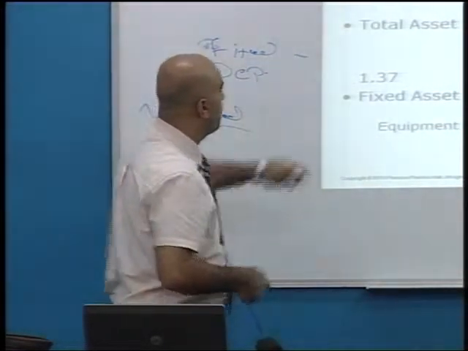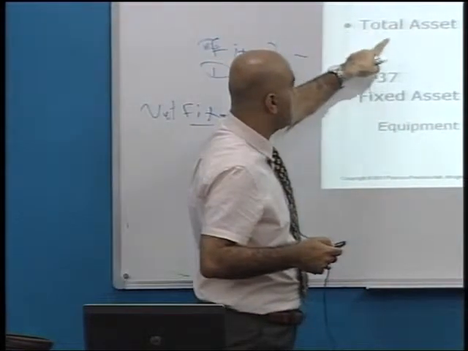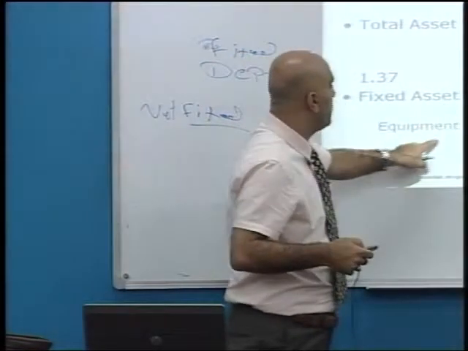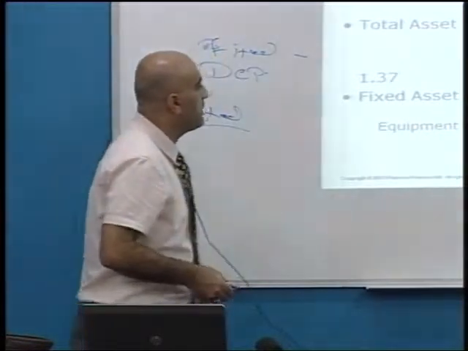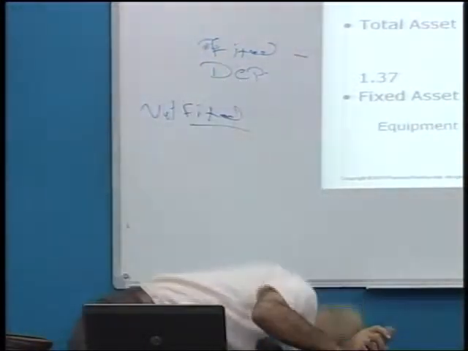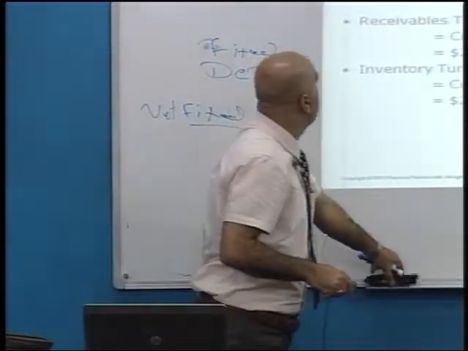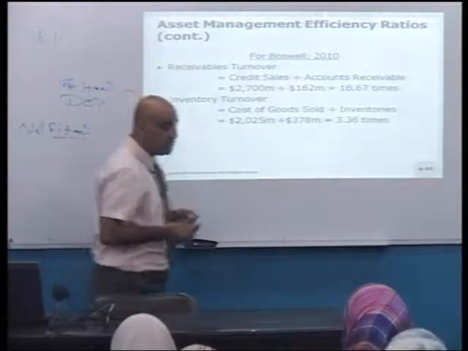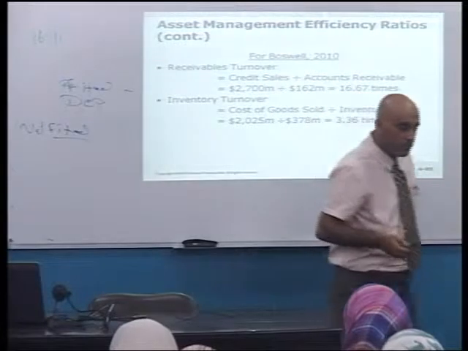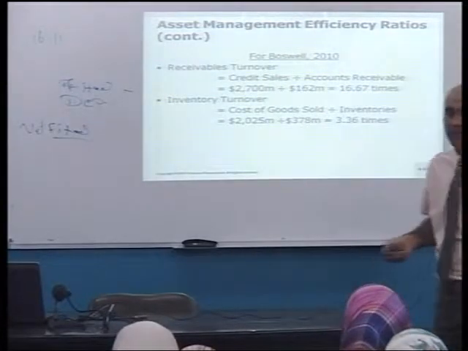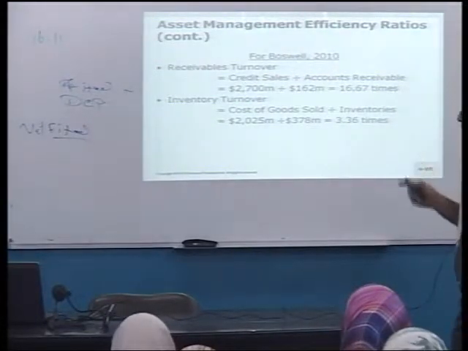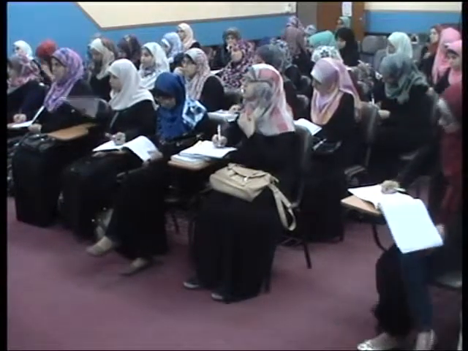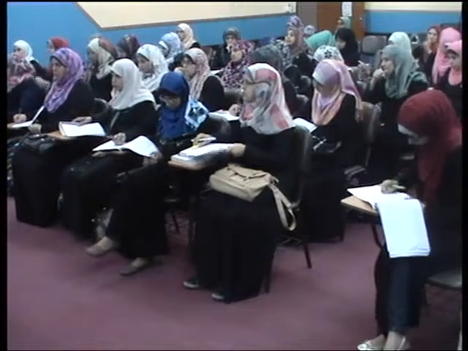Put them together: you have total asset turnover 1.37 and fixed asset turnover 2.03. This is for the company. Now we'll talk about the other two management efficiency ratios: the receivable turnover and the inventory turnover.